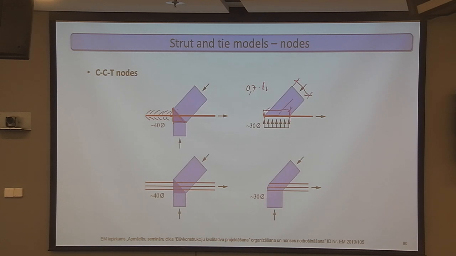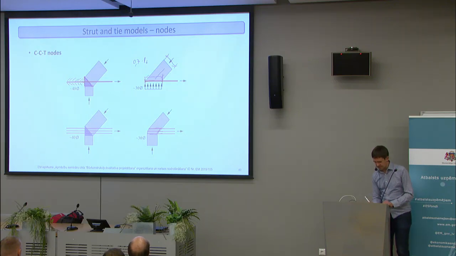And we can also have CCT nodes with more distributed tension reinforcement. So we can use smaller bars here and reduce the anchorage length, which is proportional to the diameter of the bar. Here also we would need a slightly shorter anchorage length than when we distribute the reinforcement less.